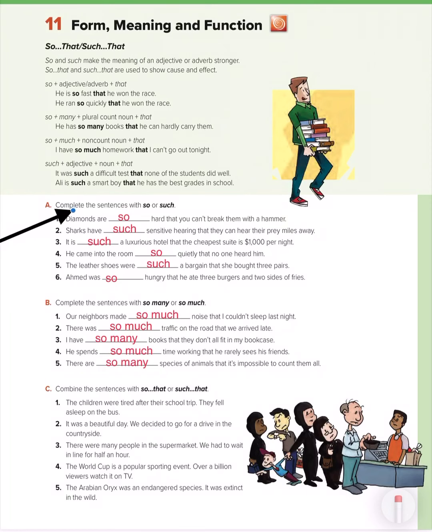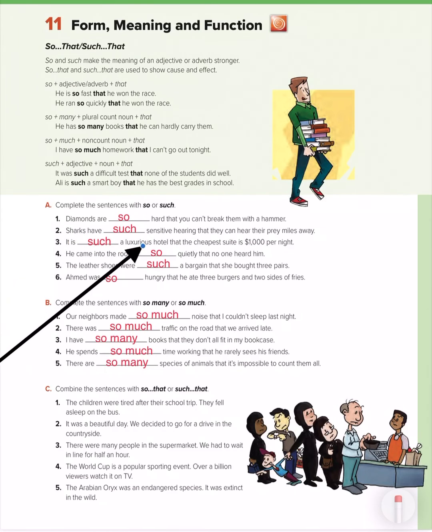Then look, what do we have here? Complete the sentences with so or such. So we have here some sentences, and we will complete them. Diamonds are so hard that you can't break them with a hammer. Sharks have such sensitive hearing. So we use such when we want to give an example, or if you want to explain something. Okay, sharks have such a sensitive hearing.